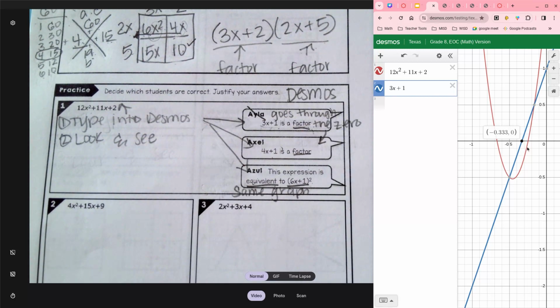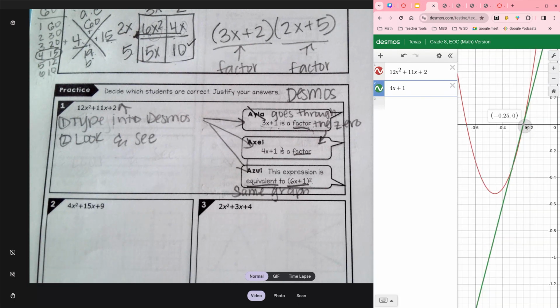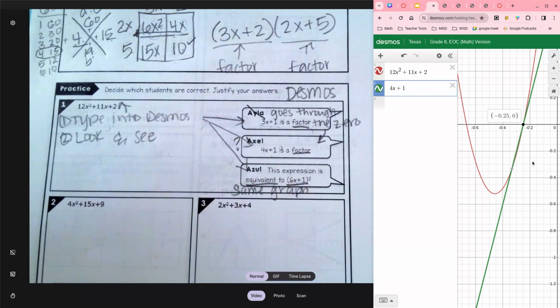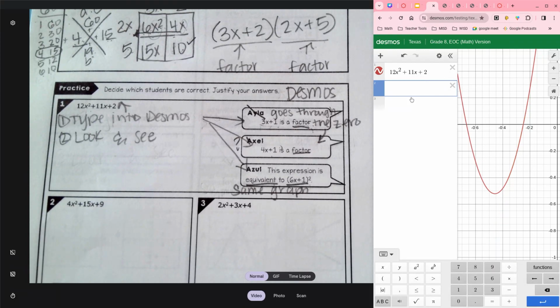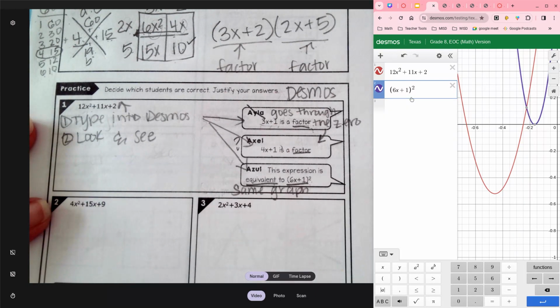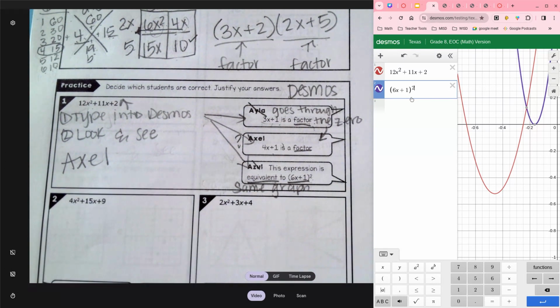So we're going to try Axel next. 4x plus 1. And if you zoom in, you can see that it does indeed go through the x-intercept. So as of right now, Axel seems like a good contender. Let's see if Azul is a match. This time, remember, it says equivalent, meaning it has to be the exact same graph. So 6x plus 1 squared. Oh, nope, not correct. So Axel is the one who is correct. All right, try 2 and 3. Same process.